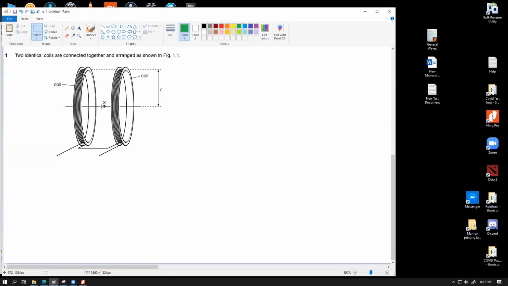Let me propose what I'm saying once again. Other than having hollow coils, if we introduce something over here, then the permeability of free space would be messed up.